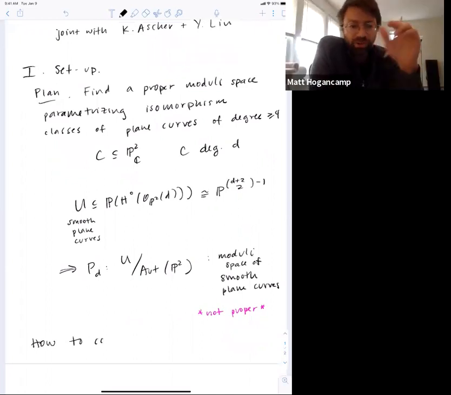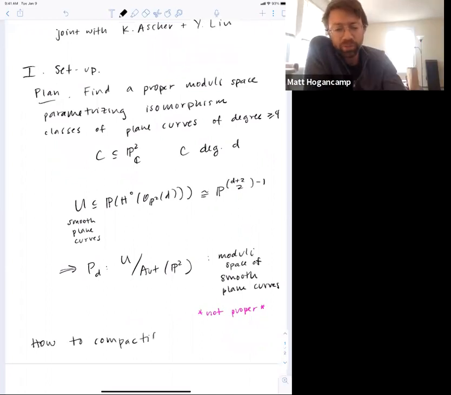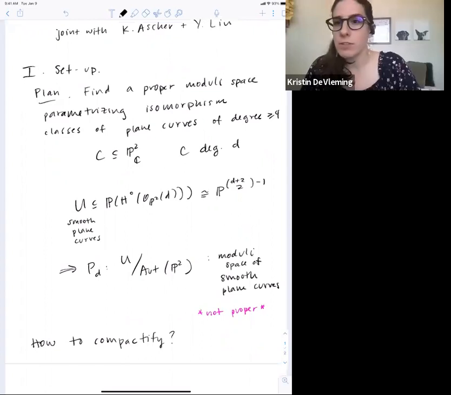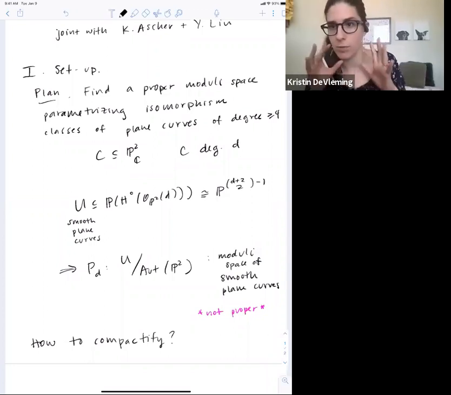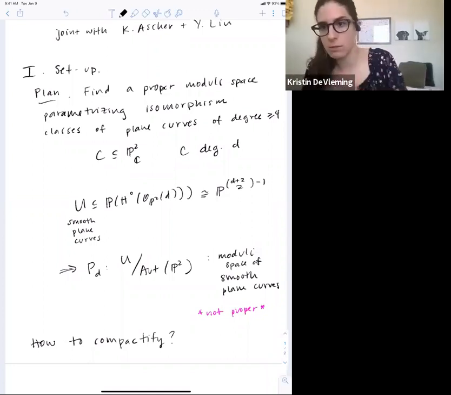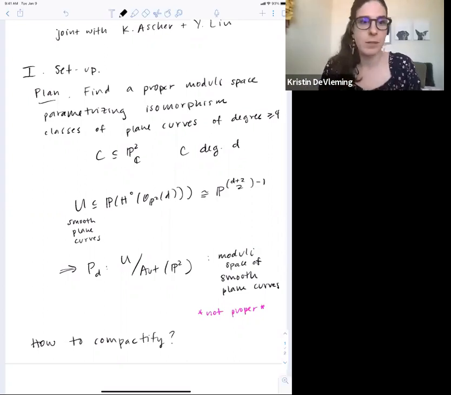Sorry, this is a really naive question. When you say it's not proper, you mean it's not proper over something? Over what in this case? In this case, we're just talking about over C. Everything's over C. Yeah, so it's not proper. This space is actually just a variety, since we're just looking at smooth curves here, but it's not a proper variety over C. Thanks.